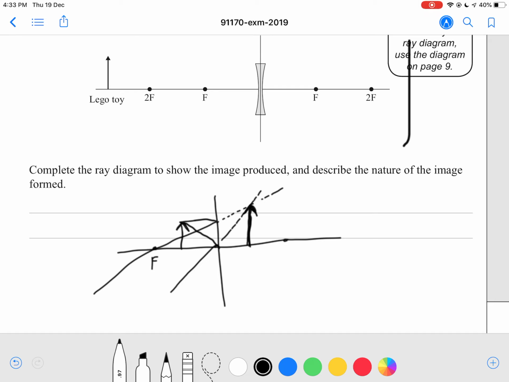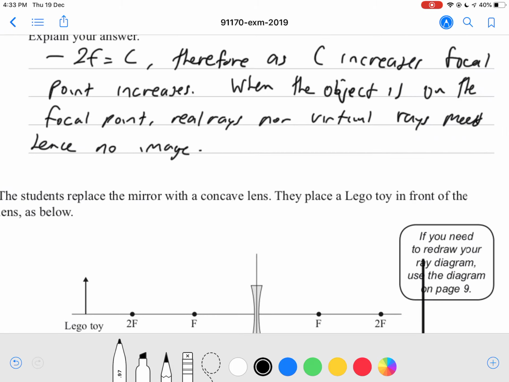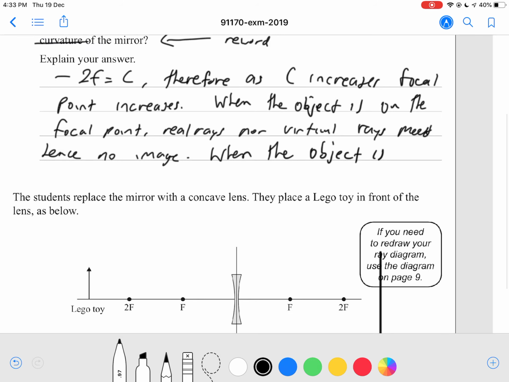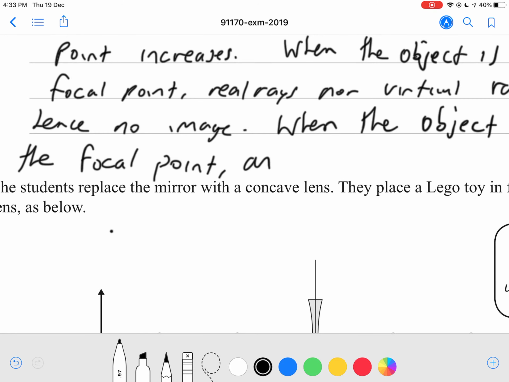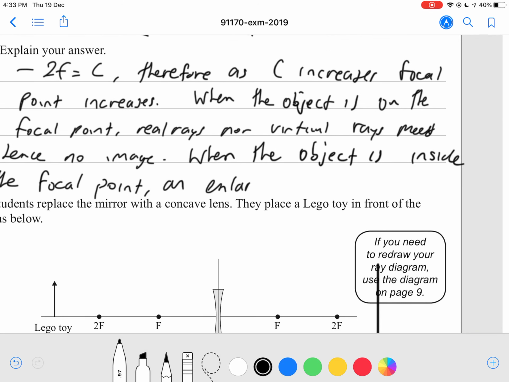So as seen, when the object is inside the focal point, then it will actually create an enlarged, virtual and upright image. So that's important to note. So you can say when the object is inside the focal point, an enlarged, virtual and upright image is formed.